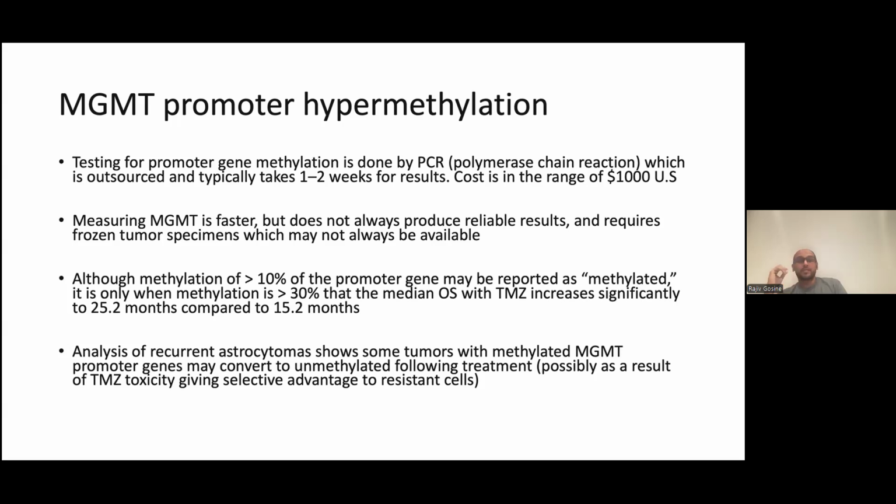Measuring MGMT protein is faster, but this process does not always produce reliable results and requires frozen tumor specimens, which might not be available. Although methylation of 10% of the promoter gene might be reported as methylated or hypermethylated, they interchange the terms. It is only when the methylation is greater than 30% that the median overall survival with TMZ increases significantly, to about 25 months compared to 15 months. Analysis of recurrent astrocytomas shows some tumors with methylated MGMT promoter genes may convert to unmethylated following treatment. This is as a result of developing resistance to the TMZ.